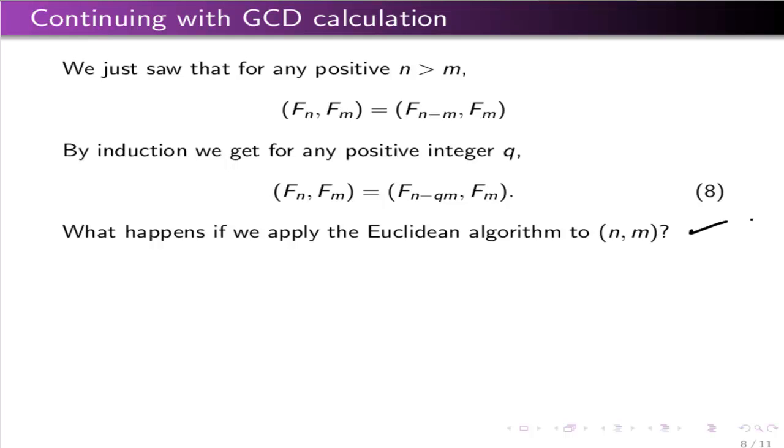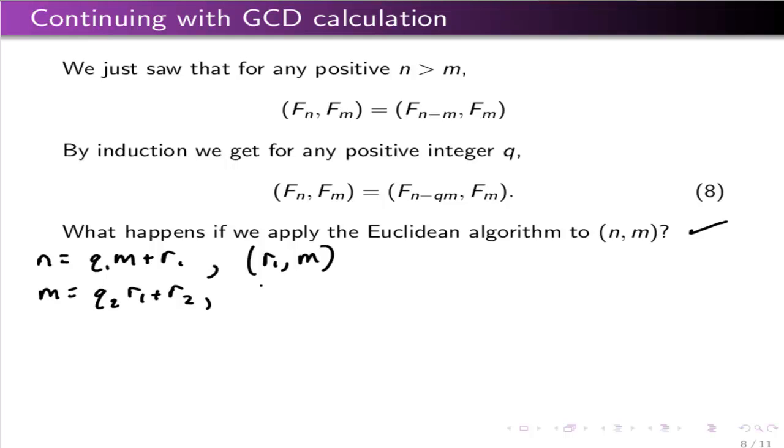So we're taking n to be the big number, so n is, say, q1 m plus r1, and you're calculating the GCD of these two numbers. We would subtract it off, and you now have r1 and m. Then m is the bigger one, so you say m is q2 times r1 plus an r2, and then you have an r1, r2 for that GCD.